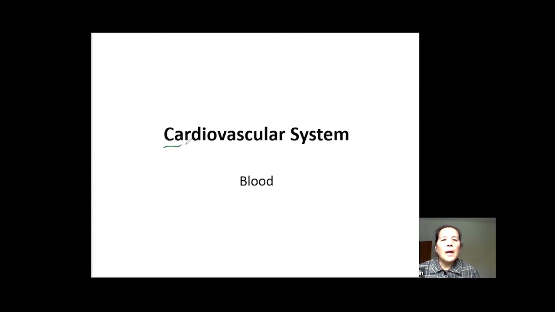So we say cardiovascular systems. Cardio means heart. Vascular means blood vessels. Cardiovascular systems include the heart, blood vessels, and certainly the blood circulation inside blood vessels. So that's mainly three parts in the cardiovascular system.